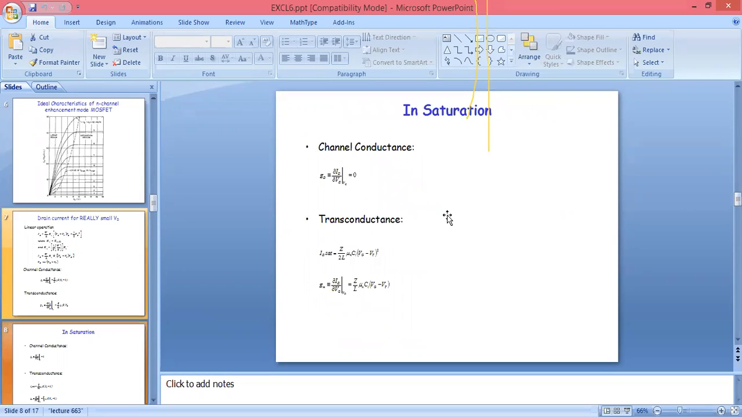In the saturation region, if you calculate the value of conductance and transconductance, then the value of channel conductance you will get 0, because here in the saturation region we are getting a constant value of current, so we are getting channel conductance 0. If you calculate transconductance, it is nothing but output current with respect to input voltage. We are taking the derivative because we have to see the change in conductance.